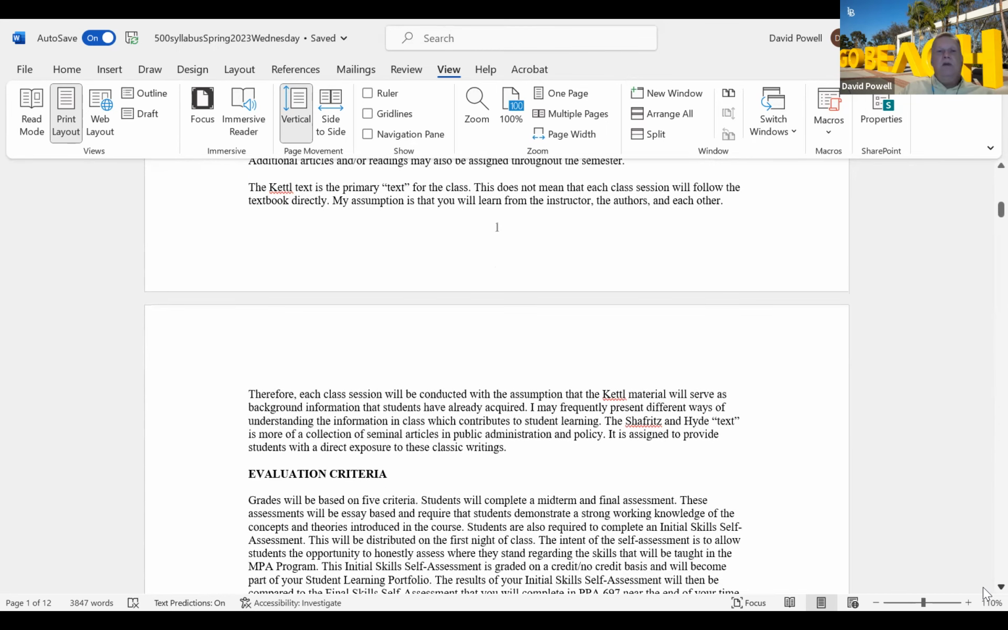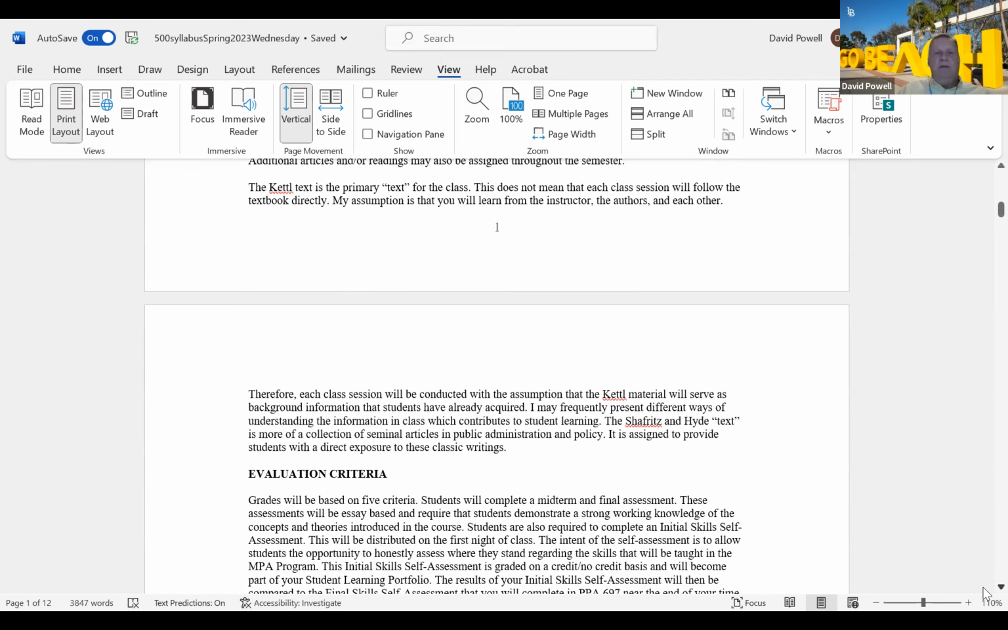So those are our 2 textbooks. I know textbooks are very expensive. Textbooks are way too expensive. I really hope that we continue this movement toward open source textbooks. I know there are some in American government, but there are very few in public administration.